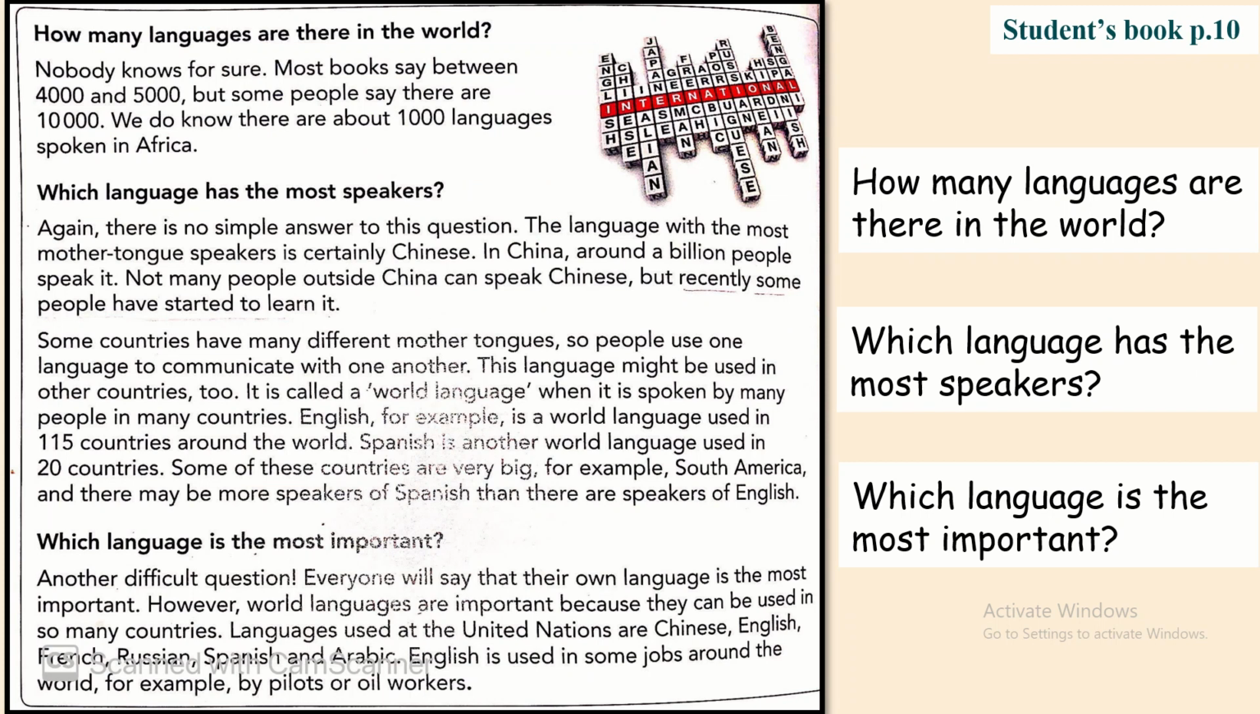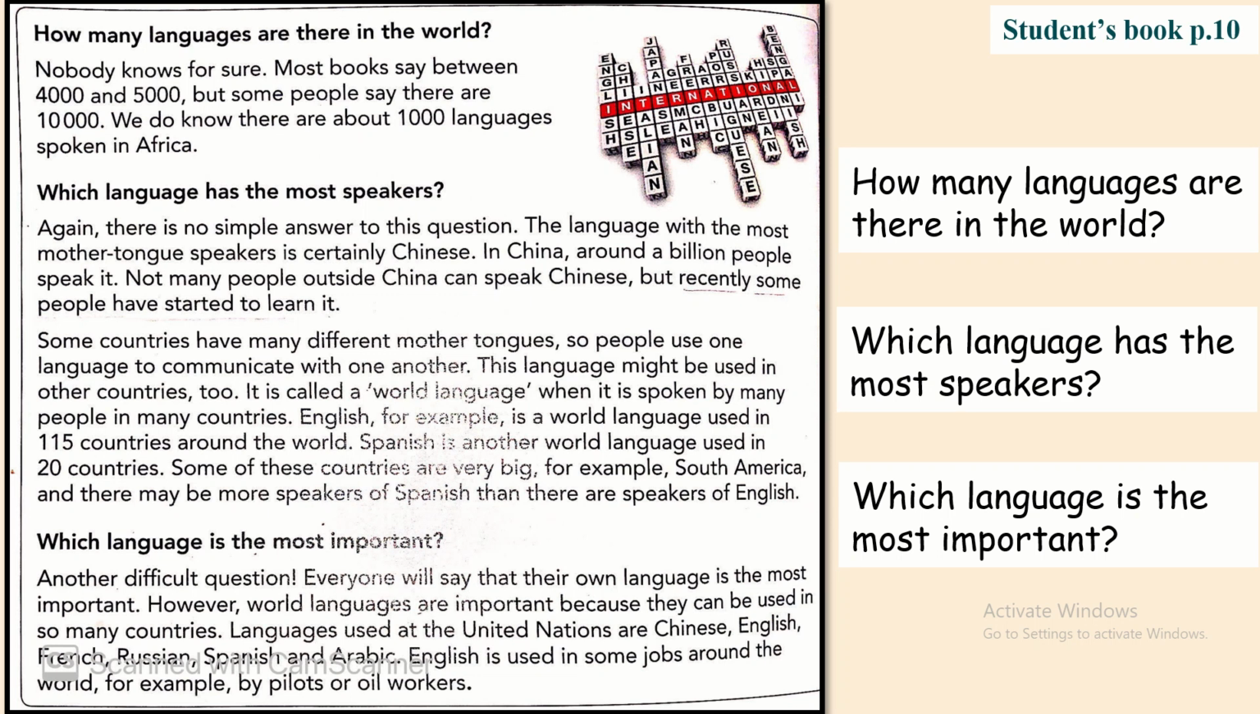Were you able to find the answers to these questions? How many languages are there in the world? Well, nobody is sure of the exact number of languages in the world. Some books say there are 4,000 to 5,000 languages, but some people say there are 10,000 languages in the world. Nobody is exactly sure about the total number of languages.